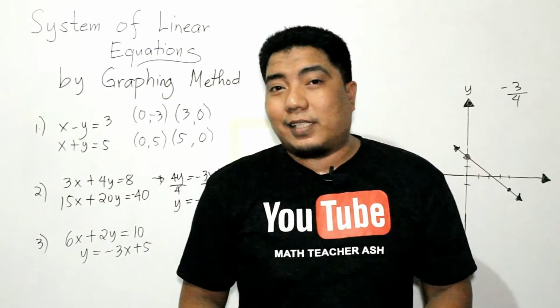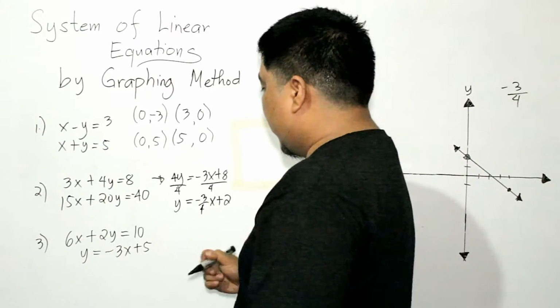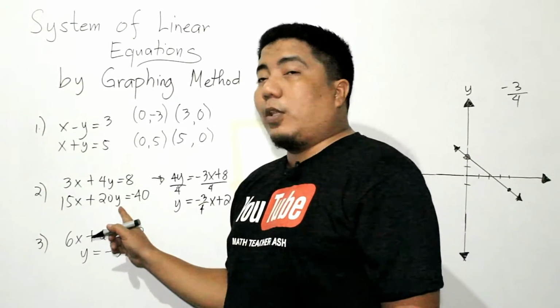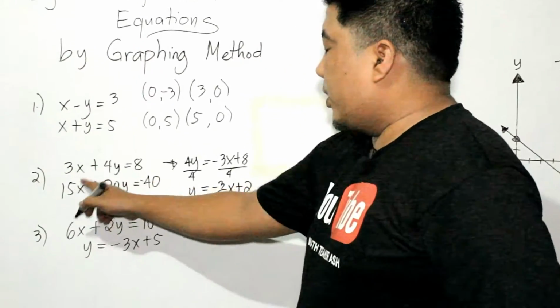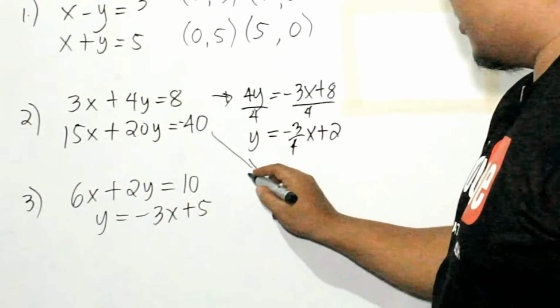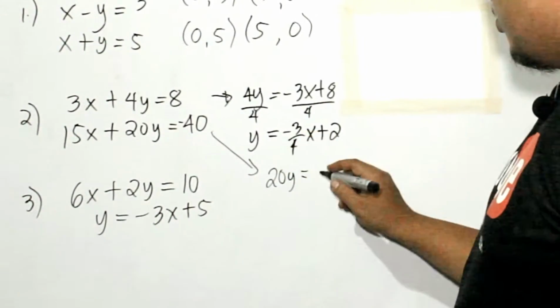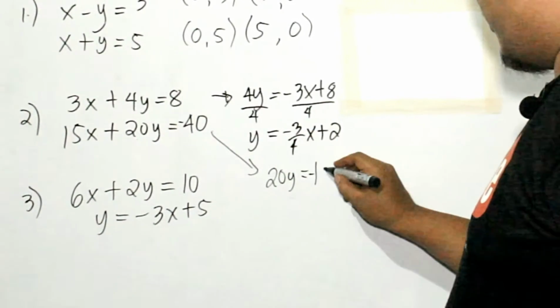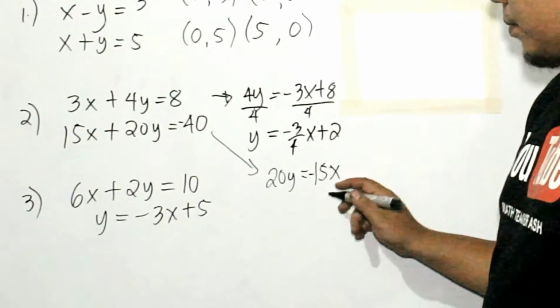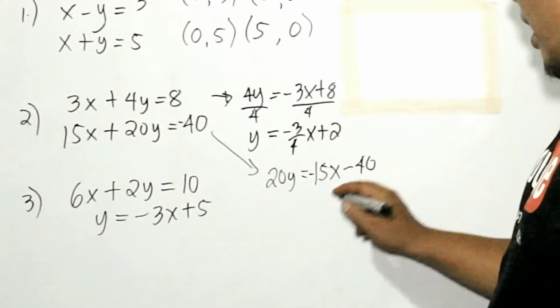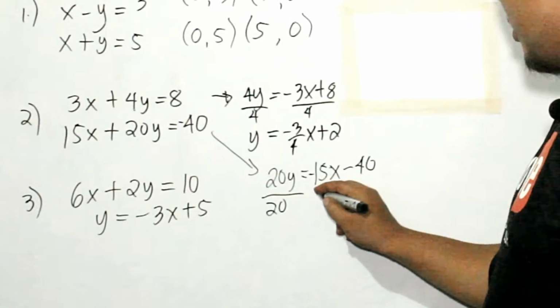Now, let us consider the second equation. We have 15x plus 20y is equal to 40. So, I will transpose the 15x, giving me 20y is equal to negative 15x minus 40. I divide both sides by 20.